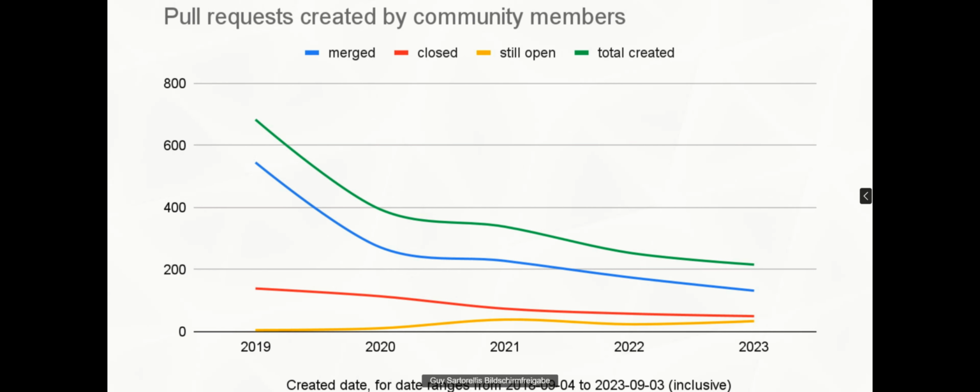We can also see that there's a growing number of pull requests being left open. That is the yellow line there. So it's not just that older pull requests aren't being dealt with. There's also some newer pull requests that could be merged or possibly should be closed that just aren't being dealt with.